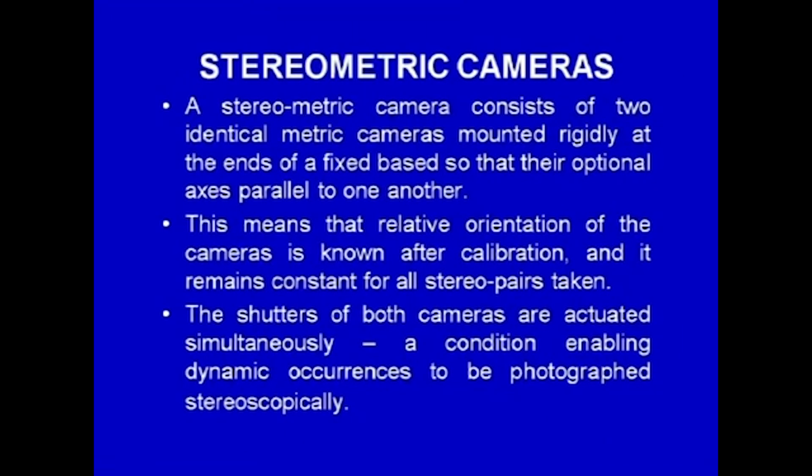Now, let us look at stereometric cameras. A stereometric camera consists of two identical metric cameras mounted rigidly at the ends of a fixed base, so that their optical axes are parallel to one another. This means that the relative orientation of the cameras is known after calibration, and it remains constant for all stereo pairs taken. The shutters of both cameras are actuated simultaneously, a condition enabling dynamic occurrences to be photographed stereoscopically.